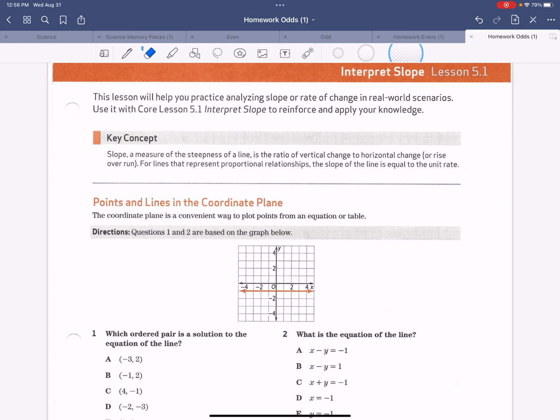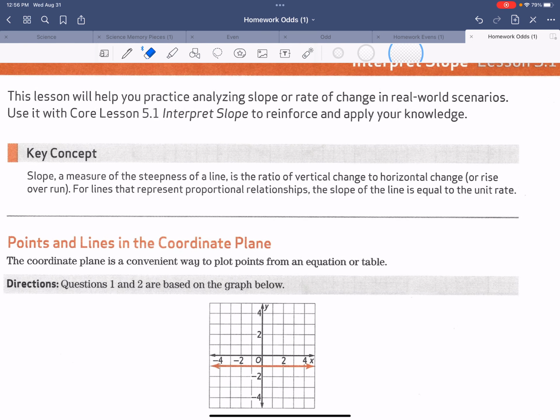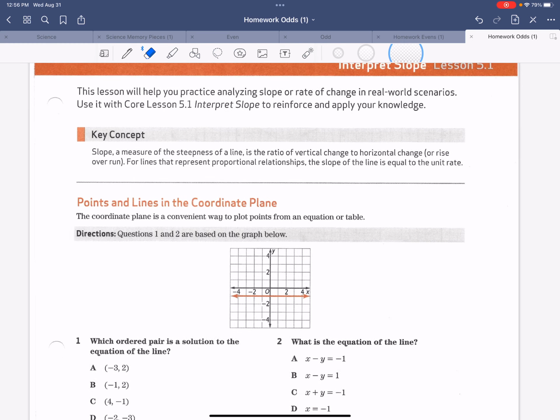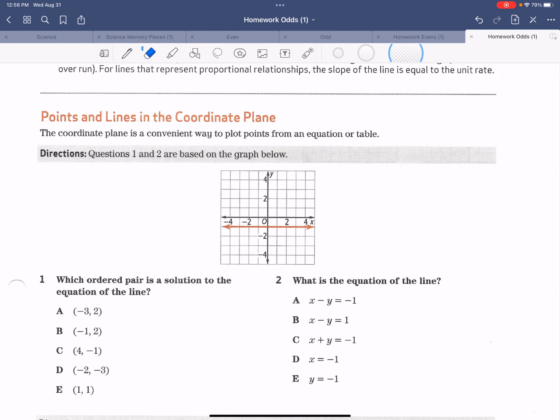Okay, questions 1 and 2 are based on the graph below. Now let's review the key concept of lesson 5.1. Slope, a measure of the steepness of a line, is the ratio of vertical change to horizontal change, or rise over run. For lines that represent proportional relationships, the slope of the line is equal to the unit rate. So questions 1 and 2 are based on the graph below.